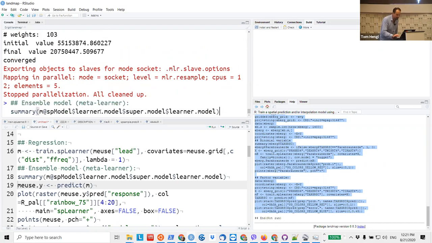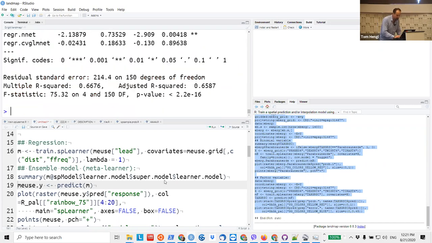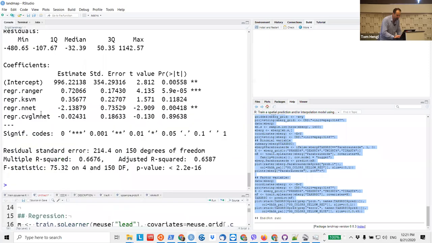And then this was the second one. So let's take a look at this one. It's a bit different. And now you see that the neural net is also comparable to Ranger. So you see sometimes Ranger is not the only one. But you see these other two, they're not significant. The coefficients are very small. But the neural net and Ranger, they are significant.